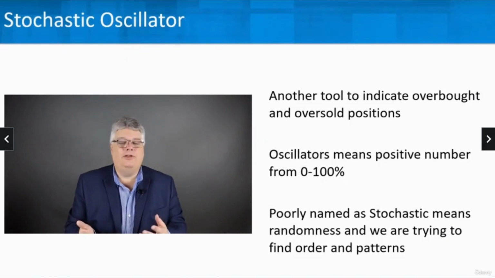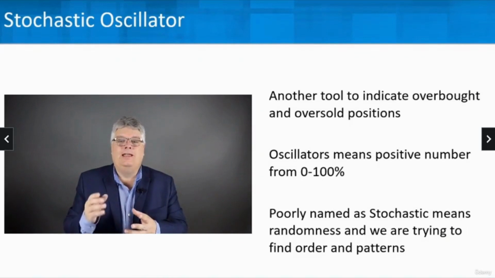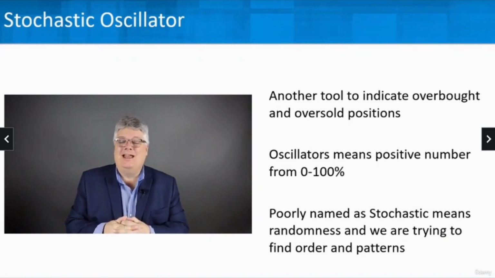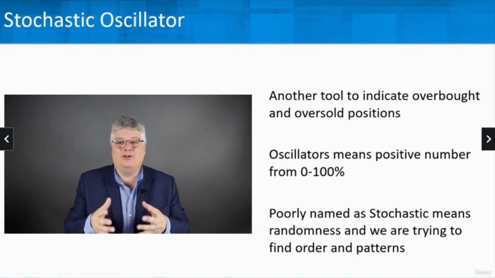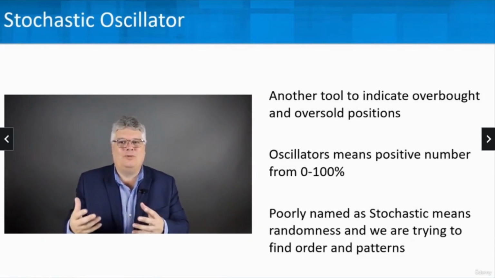Another great indicator that you can use to really identify overbought and oversold positions is the stochastic oscillator, which just has kind of a fun name too, doesn't it? And since it's an oscillator, we know that the numbers are going to be positive numbers from 0 to 100%. Again, it's not going to show the price, it's going to show a percentage from 0 to 100% that you're going to use to evaluate. And we're going to show you that in a moment here.